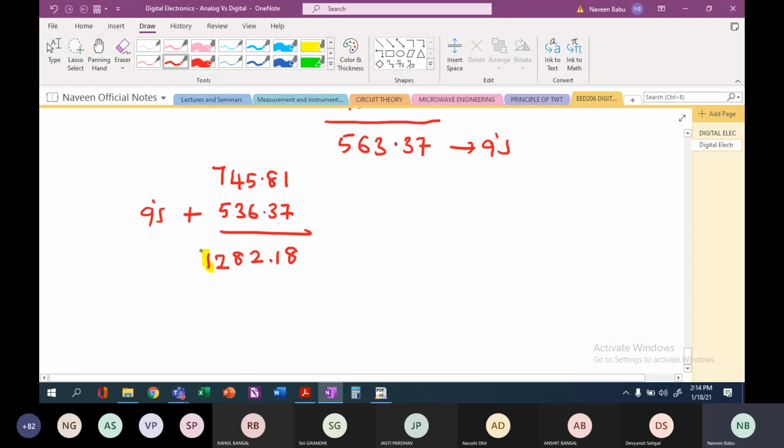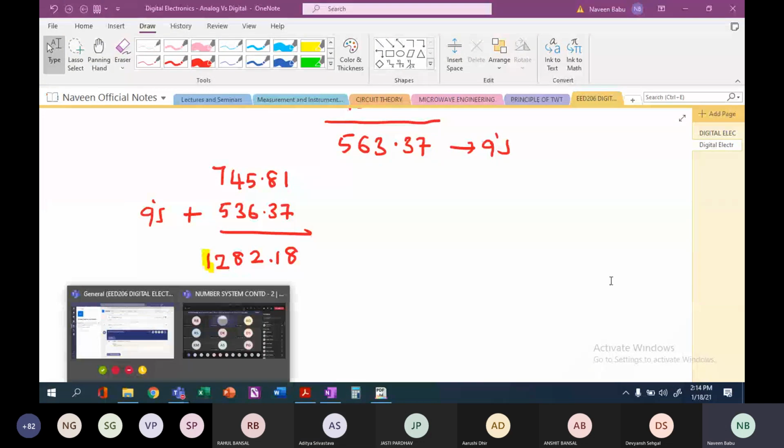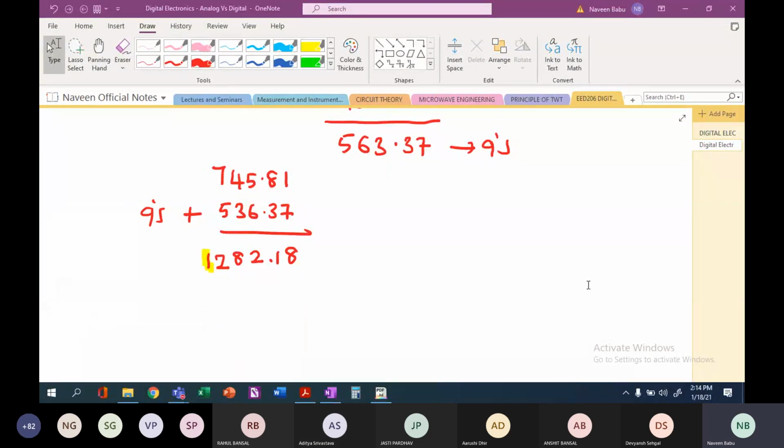Excuse me, sir. Yes. Sir, the 9's complement was 563.37. Oh, I'm sorry. Thank you. Okay, I'll redo it. Yeah, so it is 563.37. I have to add it.